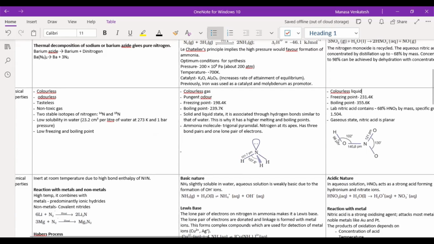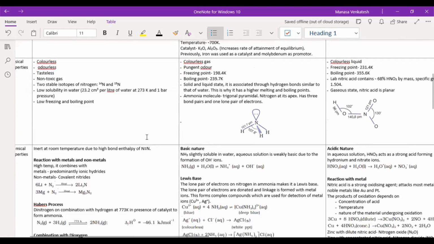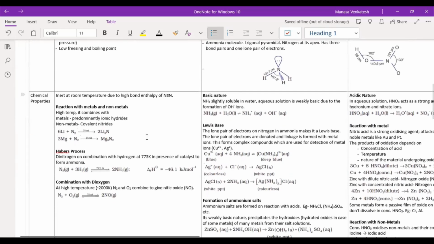So while studying these, don't study them individually. Instead, just do them in parallel. If you do it parallelly, you'd be able to easily remember various things.